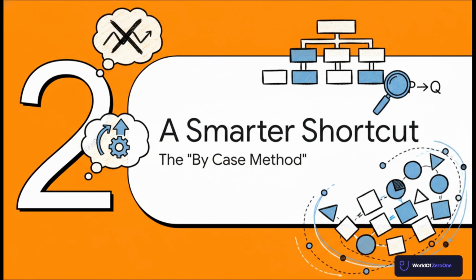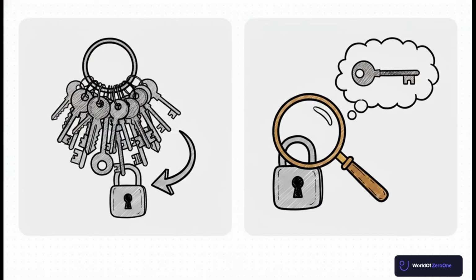So let's talk about a smarter shortcut called the by-case method. The difference between these two ways of thinking is just night and day. Brute force checks everything. It's like trying every single key on a giant keychain. The by-case method, on the other hand, is analytical. It's like actually looking at the lock to figure out what kind of key you need, which, as you can imagine, narrows down your options immediately.